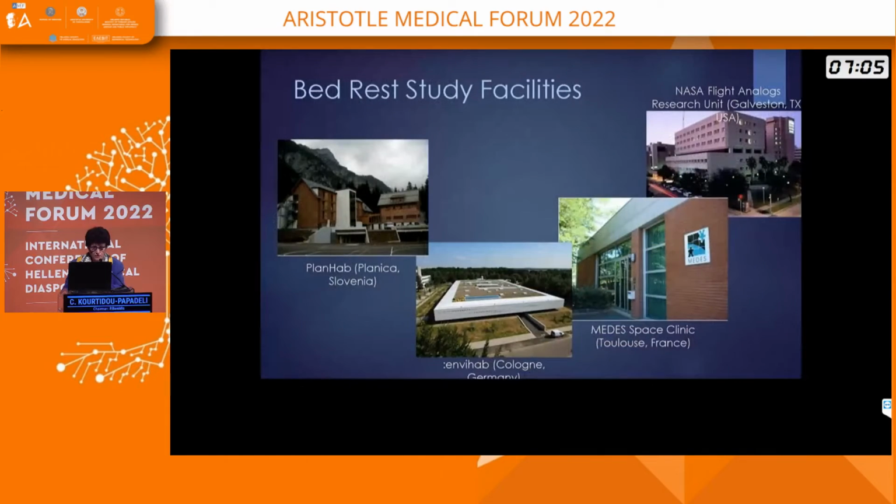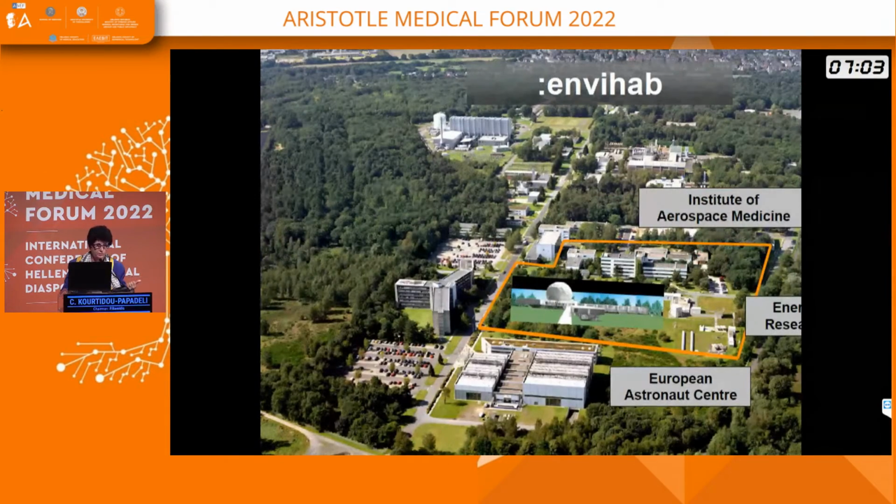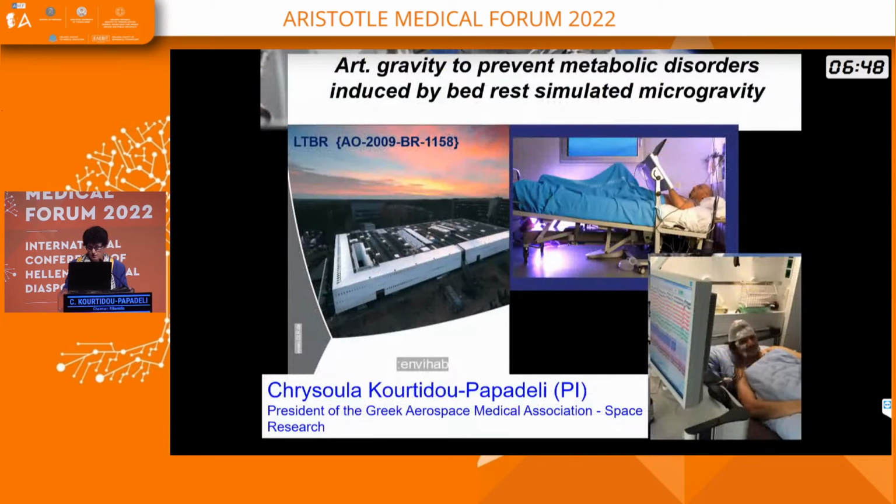So there are many facilities. One that we have used for our experiments with Professor Bamidis is the ENVI hub. It's the German DLR based. It's a big and very new field, since 2016. So what we did, just very briefly, we did research on artificial gravity and metabolic disorders and how this can prevent the metabolic disorders induced by inactivity or bed rest.